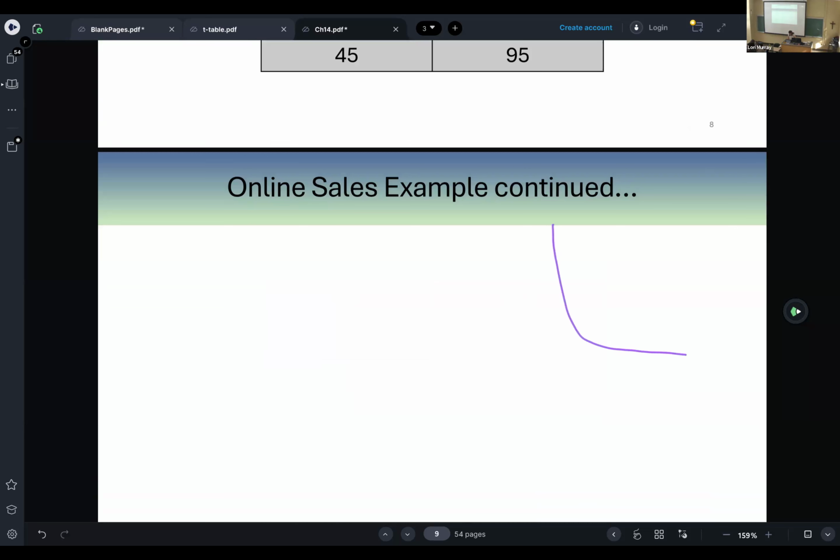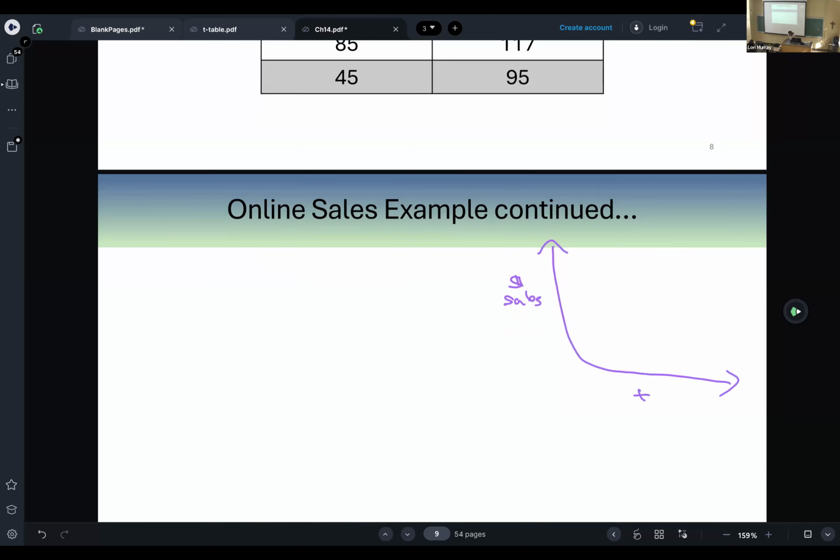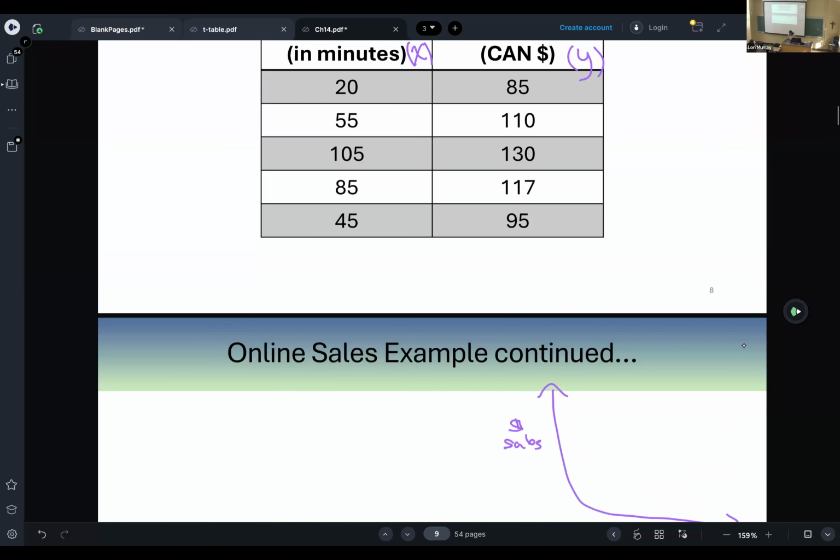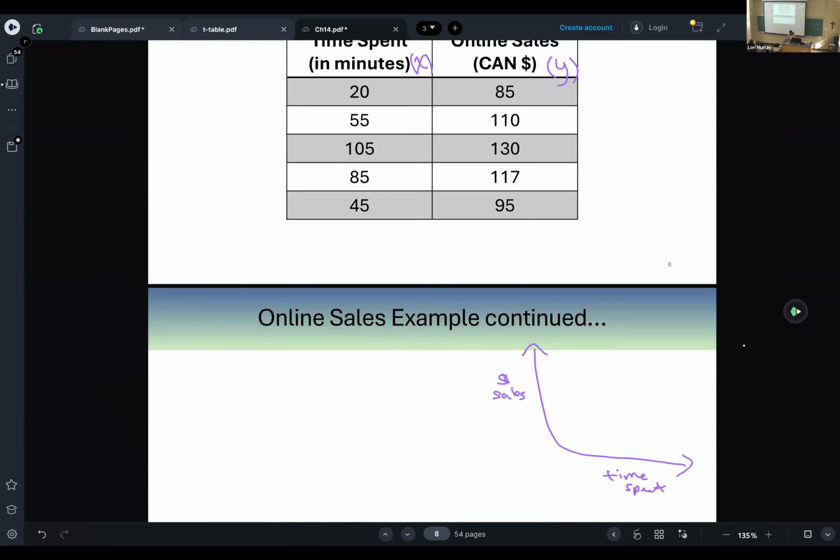This will be our sales, and this will be our time. This is time spent. Usually we put the average, so let's find the average time spent. That would be X bar, Y bar. So let's calculate these. That's the first thing you usually do, calculate the averages for each of those variables.